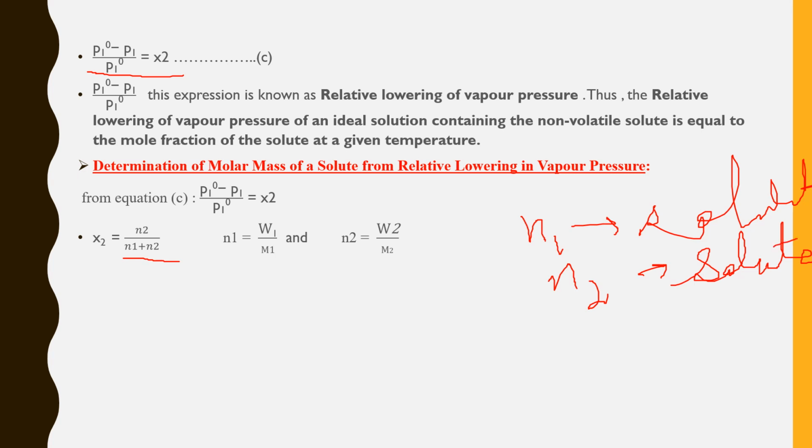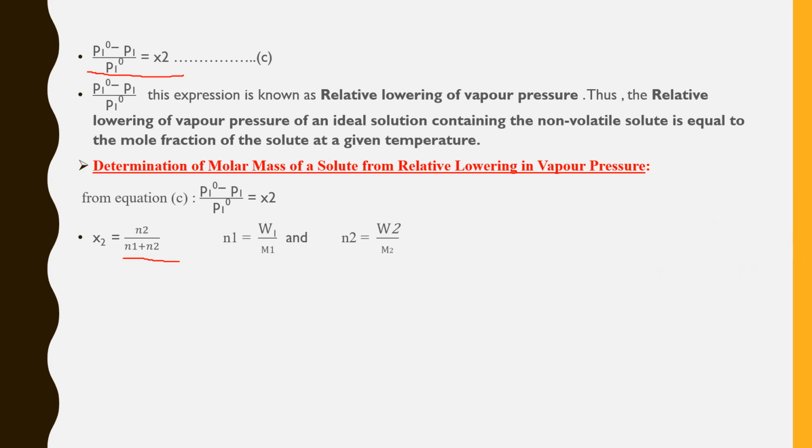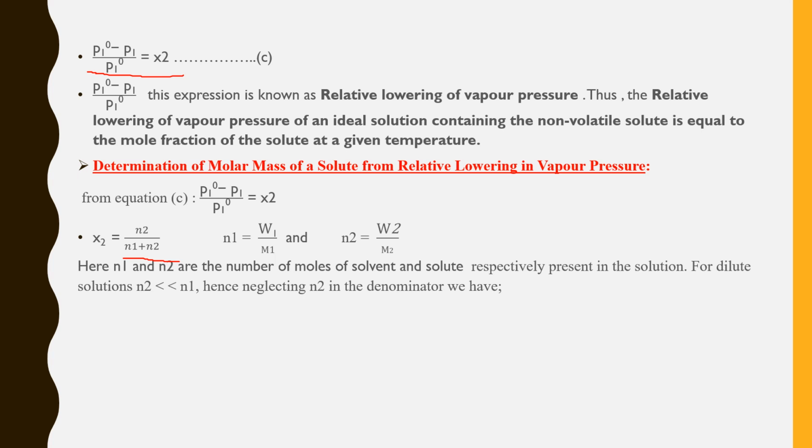As we all know, the number of moles is equal to the mass of the compound divided by molar mass. So the number of moles of solvent will be equal to the mass of solvent divided by the molar mass of solvent. Similarly, the number of moles of solute N2 will be equal to the mass of solute W2 divided by the molar mass of solute M2. Here N1 and N2 are the number of moles of solvent and solute respectively present in the solution.